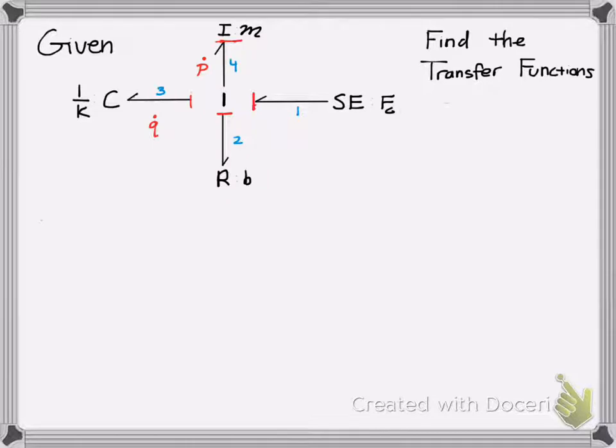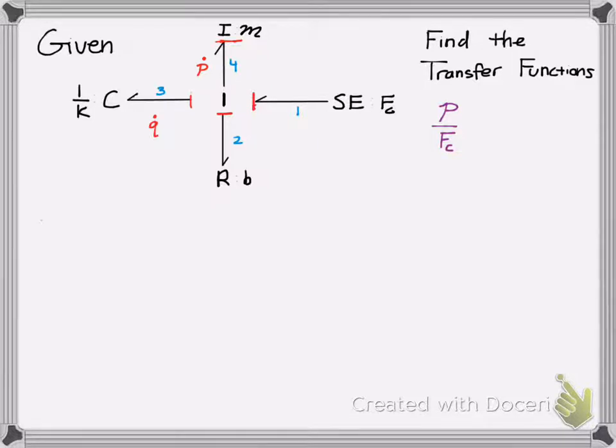And rather than trying to determine a bond graph or find a system that represents it in the mechanical, hydraulic, or electrical domain, here we're asked to find the transfer functions. To find the transfer functions, we're first going to need to find the state variables. The transfer functions are simply the state variables divided by the input.